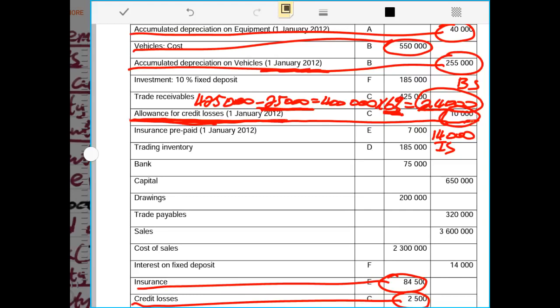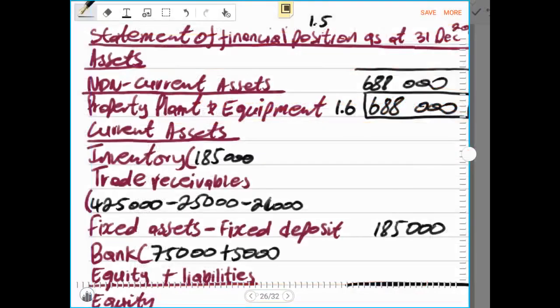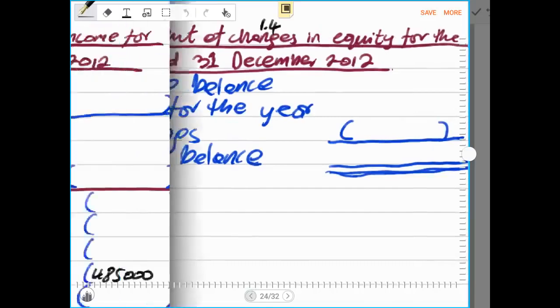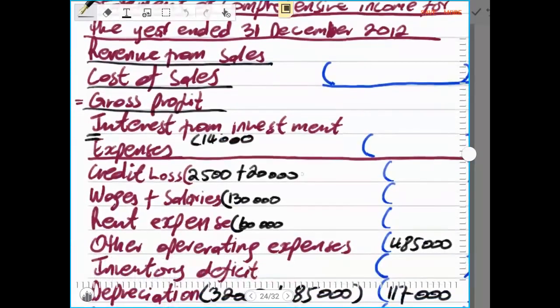Then we already see that 10,000 was already recorded. Therefore, now in the income statement, we only record 14,000 rands, because this was done, remember, last year. So now the 10,000 was recorded in the income statement of the previous accounting period. So in the income statement, we only record 14,000 rands under the bad debts. So now we go straight to our income statement, and our credit loss we say plus 14,000 rands.